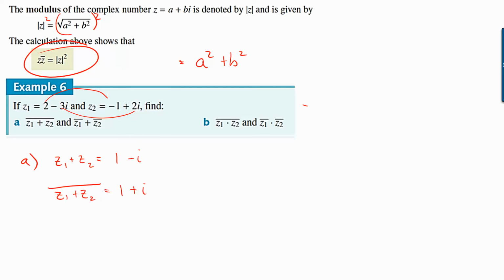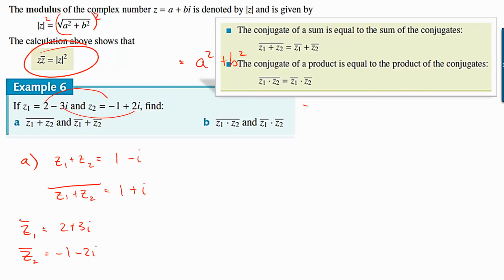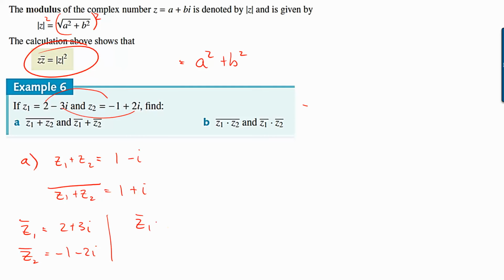Okay? Versus z1 conjugate plus z2 conjugate. Well, z1 conjugate would be 2 plus 3i, and z2 conjugate is negative 1 minus 2i. Now if I add these two together, because that's what they're asking, what is z1 conjugate plus z2 conjugate? This now gives me 2 minus 1, which is 1. And then 3i minus 2i is also now plus i.